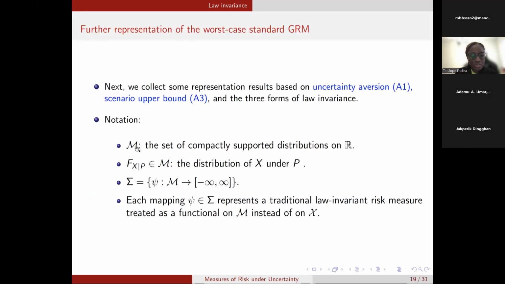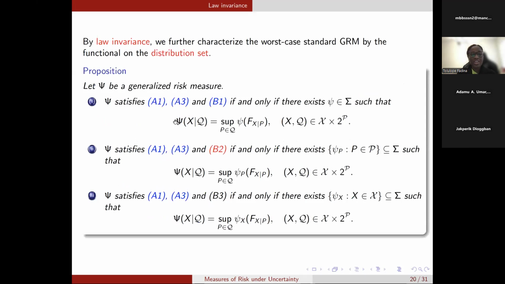So let me just quickly introduce this notation. This M here is just a set of distributions, and this big sigma here is the set of traditional law invariance. So here, I just want to characterize. This B1, if you still remember, is the strong law invariance. This is a loss law invariance, and this is a scenario law invariance. So here we just try to characterize generalized risk measures that are strong law invariant, those that are loss law invariant, and those that are scenario law invariant. And so these are the properties there.